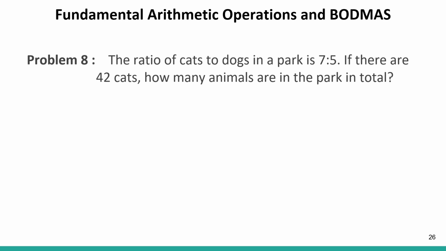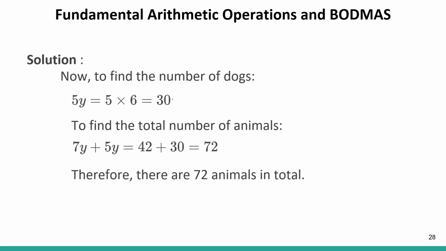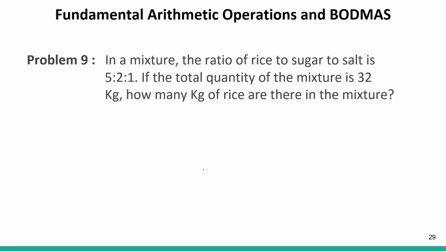Okay, so the ratio of cats to dogs: let the number of cats be 7x and the number of dogs be 5x in that park. If there are 42 cats, then 7x is equal to 42. This implies that x is equal to 6. So this implies that 5x is equal to 30. So there are 30 dogs in that park. So in total the number of animals is 30 dogs plus 42 cats, which is equal to 72 animals. Okay. So let's see problem number 9.